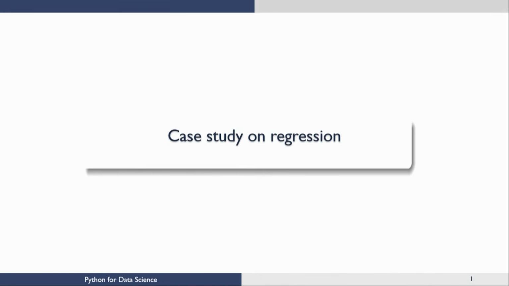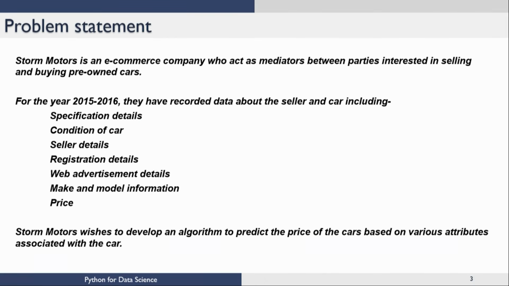The case study on regression. In this case study, we are going to take a problem on predicting the price of pre-owned cars. So, let us go ahead and take a look at the problem statement. Storm Motors is an e-commerce company and they act as mediators between parties who are interested in selling or buying pre-owned cars. These are second hand cars and Storm Motors acts as a mediator.